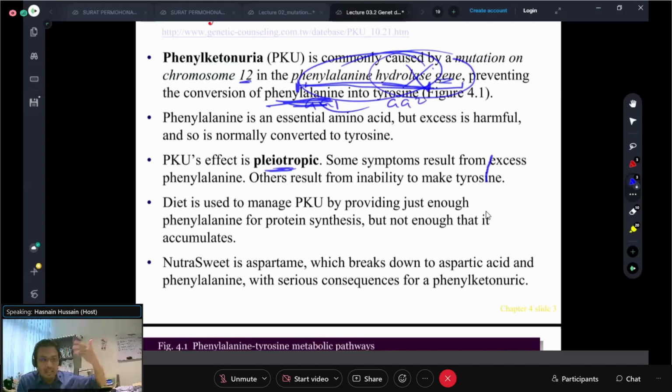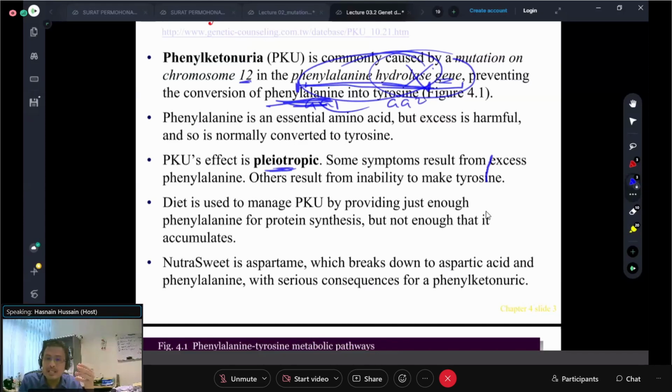Those with phenylketonuria have a defect in the gene. Your entire body, every cell, has the same DNA, so you cannot change anything. So the only way to treat this kind of defect or disease is by controlling certain things.